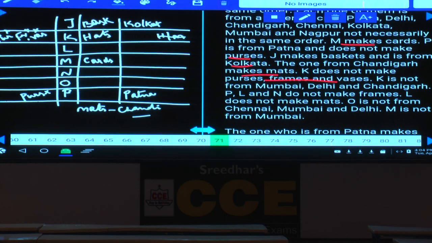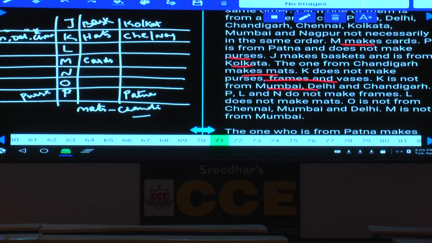As this K makes hat, now let us discuss the cities. The cities are also clearly given. K is not from Mumbai, Delhi, Chandigarh, so these were ruled out. Mumbai is ruled out and Delhi is ruled out, isn't it? Mumbai, Delhi and Chandigarh are ruled out, and at the same time Kolkata and Patna were also ruled out. Are you following this one or not? Now we are left with Chennai and what is the other city left over here? Chennai and Nagpur. Chennai and Nagpur are the two cities left over for this K. Done with this?